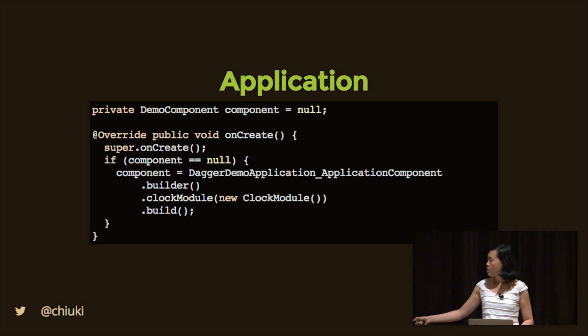In the application, in your onCreate function, we are going to go ahead and instantiate one of these application components. The reason why it has such a funky name is that what you define as the application component is actually just an interface. Dagger will go ahead and do some code generation behind the scenes and generate this class for you. Then you can go ahead and use this class and create an application component and stash it in this variable.